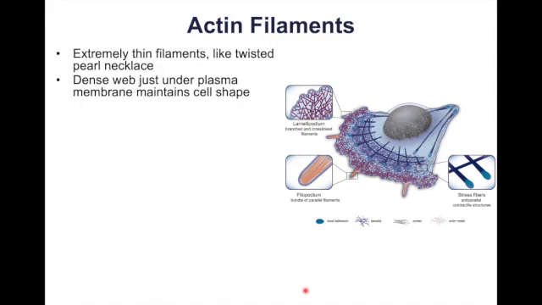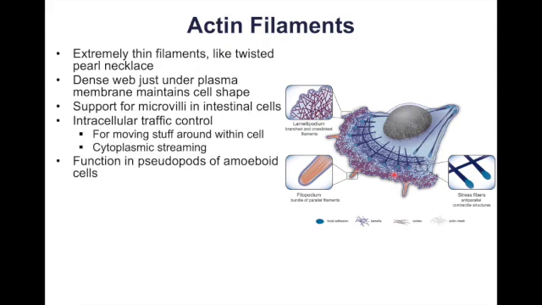So just like it sounds, it's like a string of pearls that are twisted around each other. They can form a dense web just underneath the plasma membrane to help maintain that shape. So that's kind of what you're seeing here. This web gives it form. They can support the microvilli. So when we're talking about intestines later, they've got lots of little projections on the outside to, again, increase surface area. I told you it was important. So those help support those.